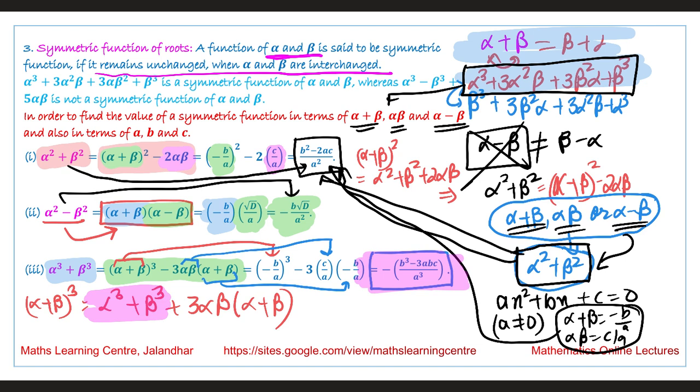So if a quadratic equation ax square plus bx plus c is given to us, and we are asked what is the value of alpha cube plus beta cube, where alpha and beta are the roots of this equation, we need not calculate the values of the roots alpha and beta. We can directly substitute these coefficients over here to obtain the answer for alpha cube plus beta cube.